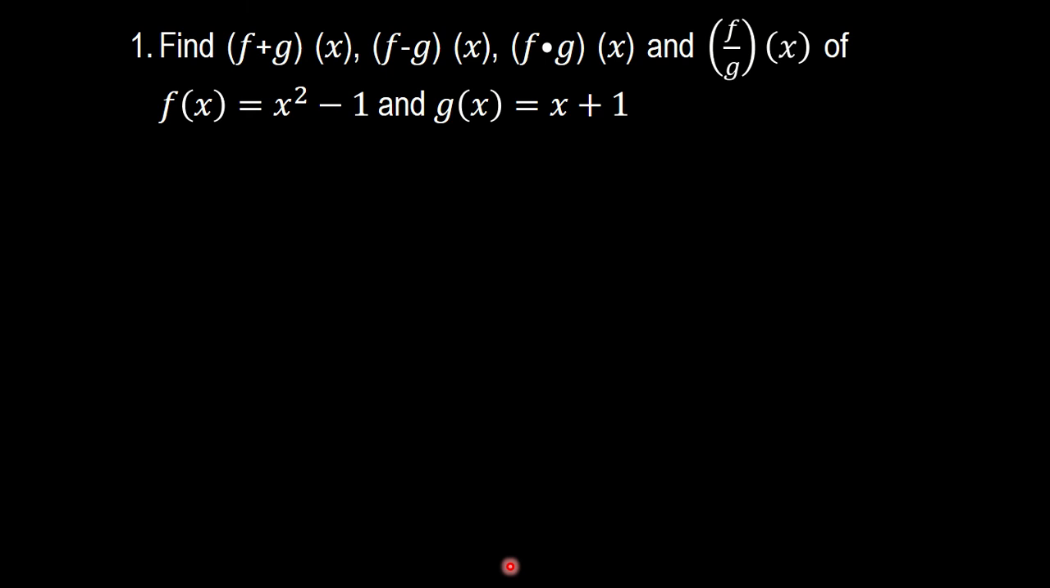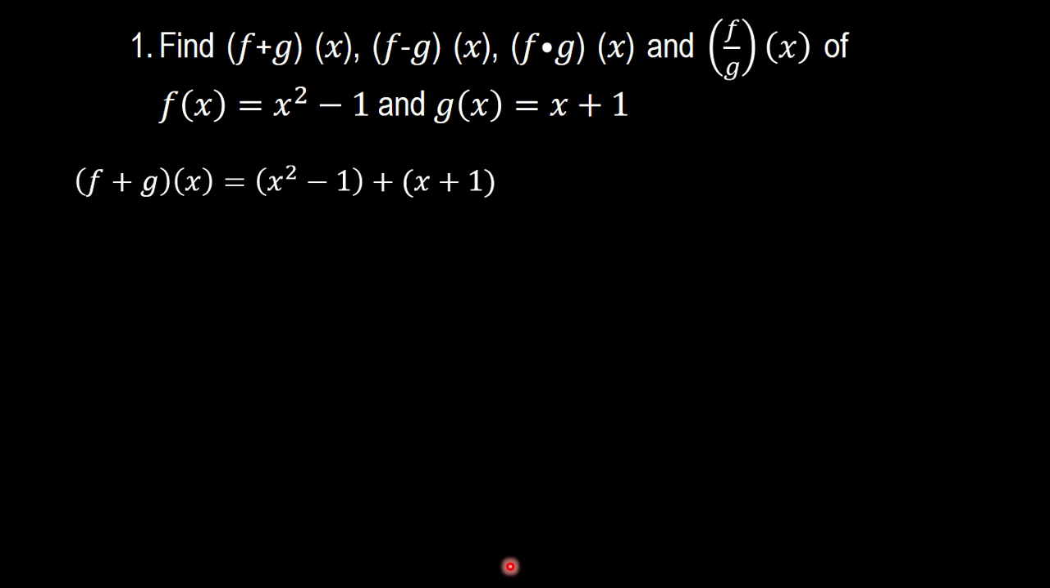Find the addition, subtraction, division, and multiplication of the two functions. Given that f of x is equal to x squared minus 1 and g of x is equal to x plus 1. First off, let's try to identify the sum.